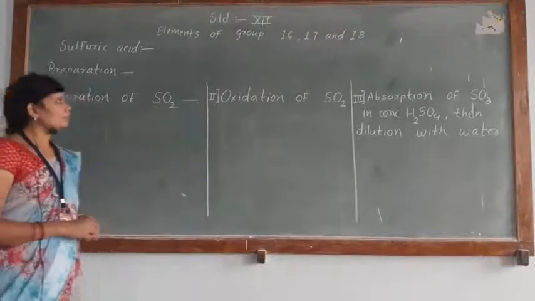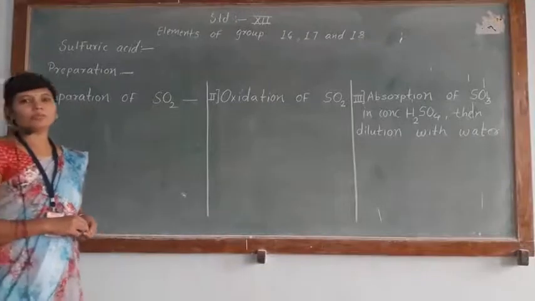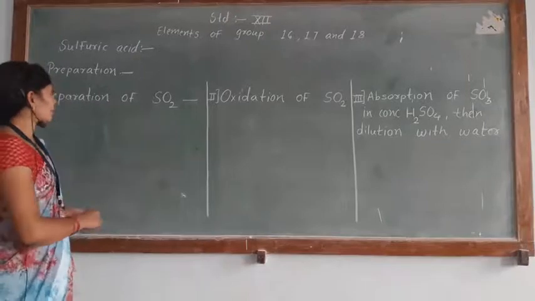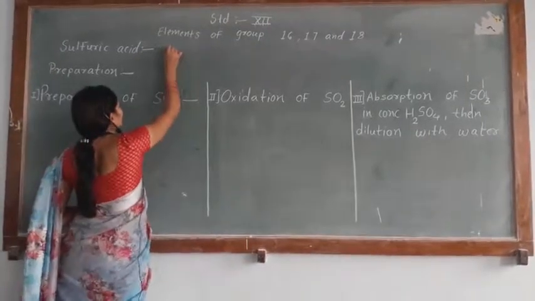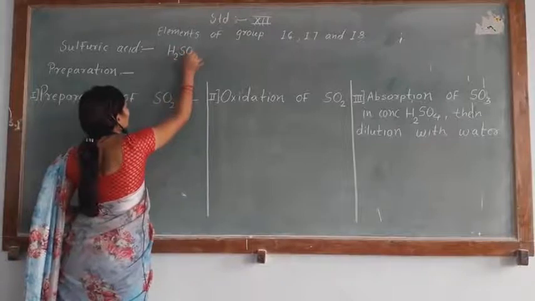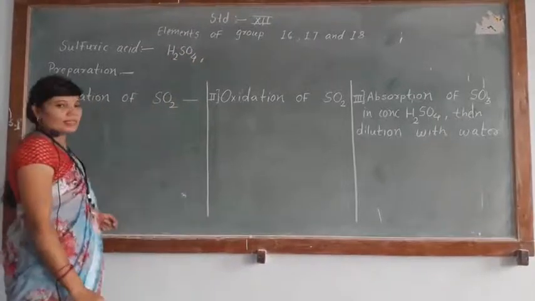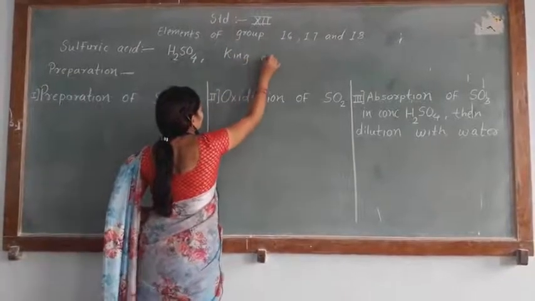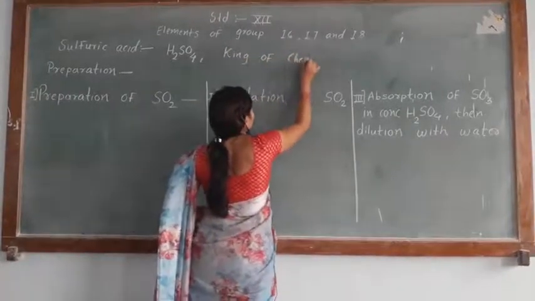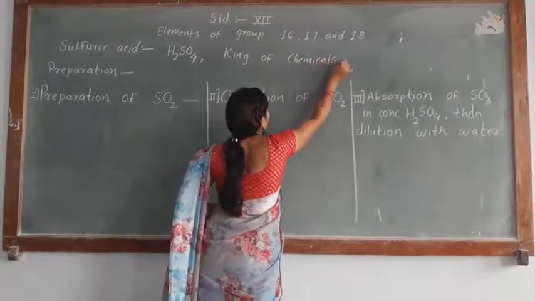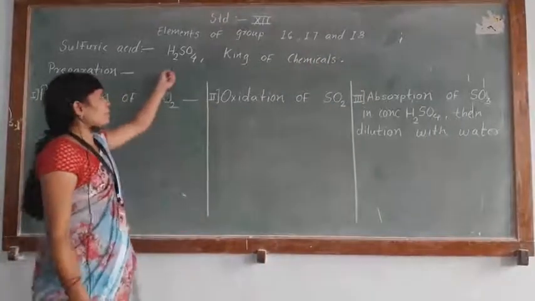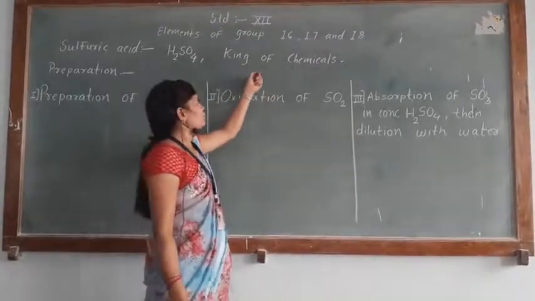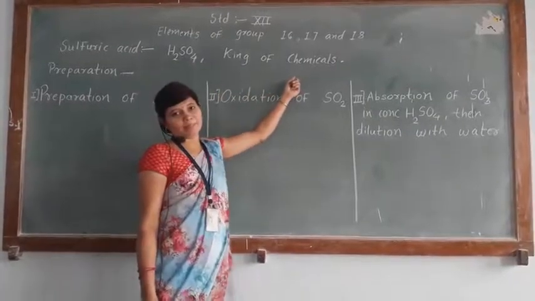Hello students, today we are going to study one of the most important oxoacids of sulfur, that is sulfuric acid. This sulfuric acid possesses the formula H2SO4, and it is called the king of chemicals, as it is used in almost all industries.